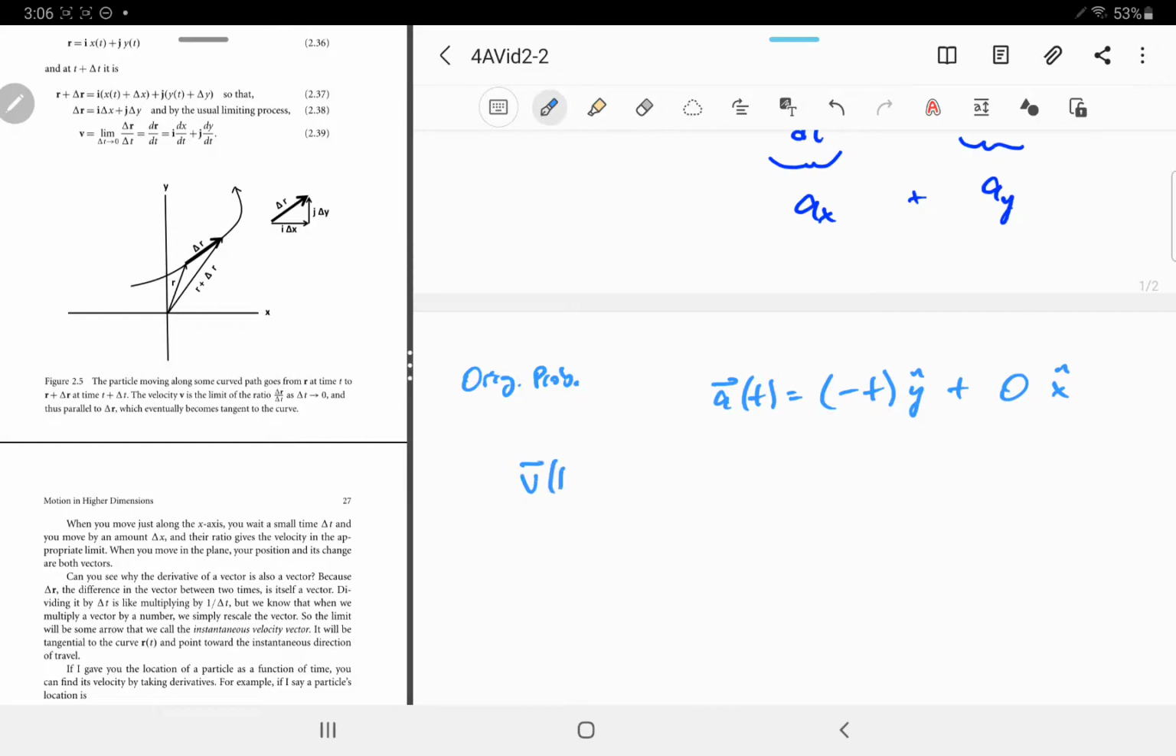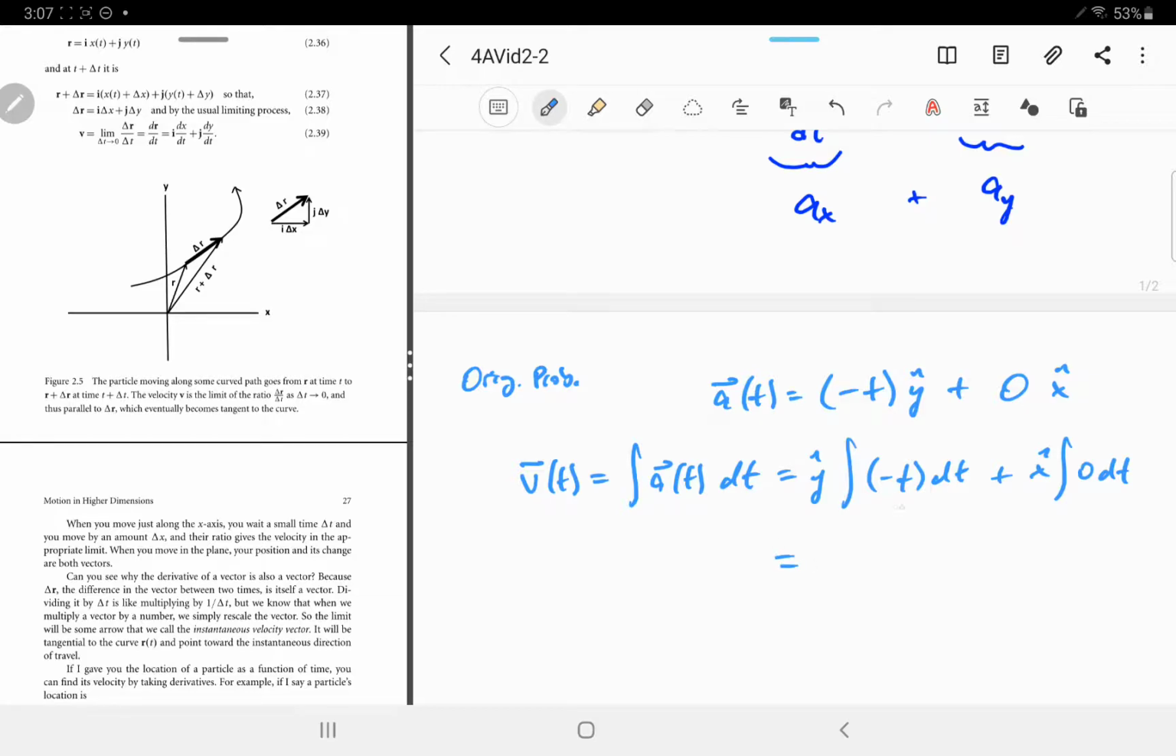So the velocity is the integral of a of t dt. For a Cartesian coordinate system, this is pretty easy. You just have to integrate the separate components. So we can just do the integral of minus t dt in the y-hat direction. And then in the x-hat direction, it's going to be the integral of 0 dt in the x-hat direction. So you'll get a constant of integration for each of these.